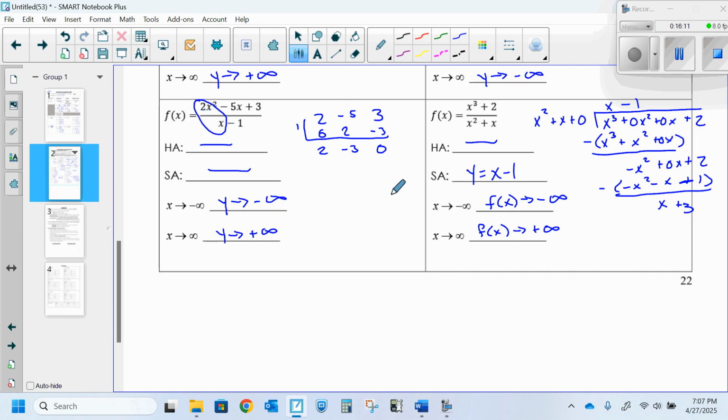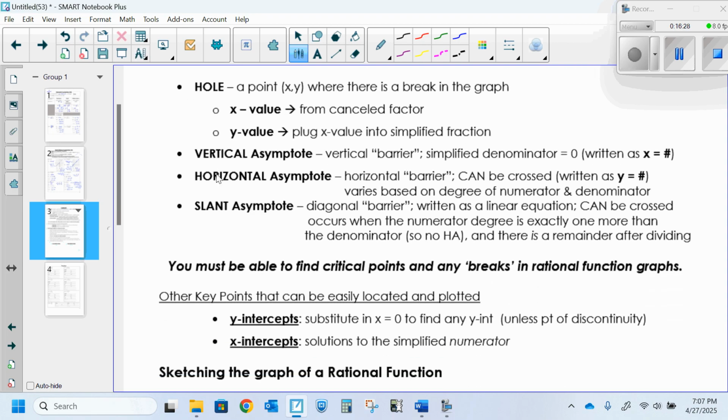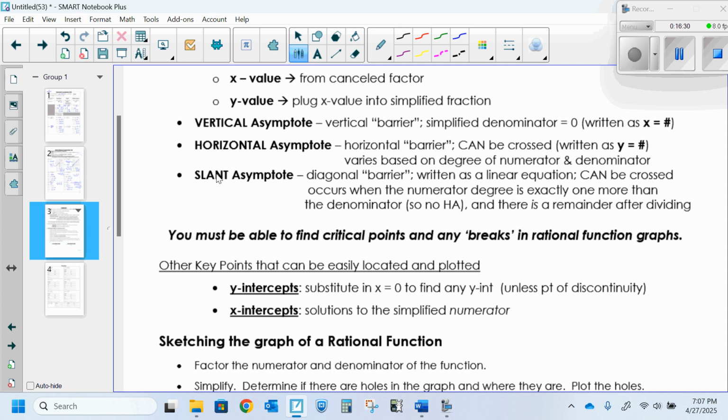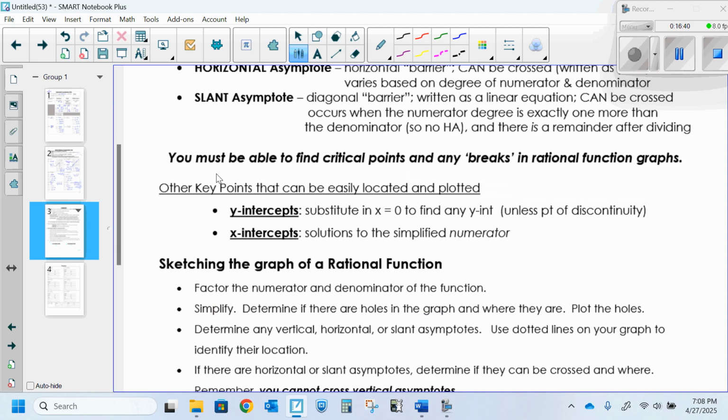All right, let's take a look at the next page here. I'm not going to go over all of this, but it's just a summary of how to find things. Our places of discontinuity deal with all the x values: your holes, your vertical asymptotes, your x-intercepts. Your horizontal asymptotes deal with the y values. You can cross horizontal and slant asymptotes. We didn't have one yet. And then we find our x and y intercepts.